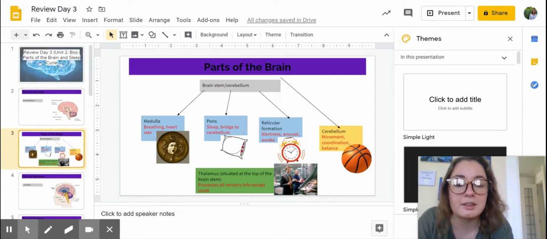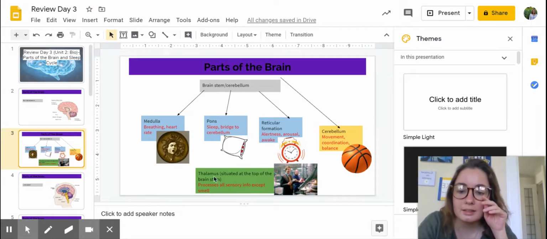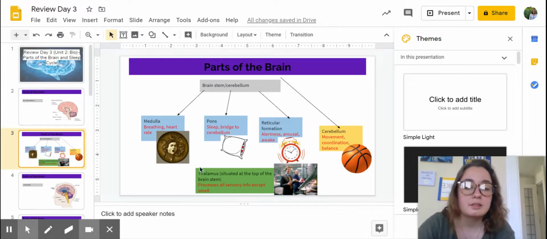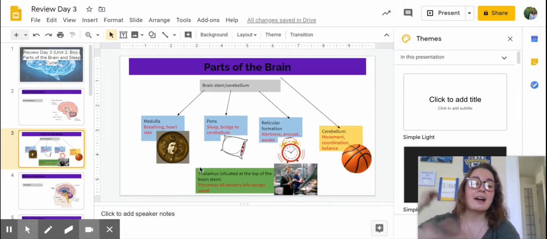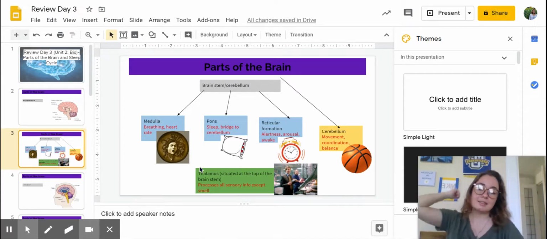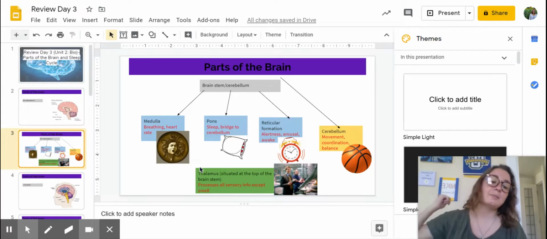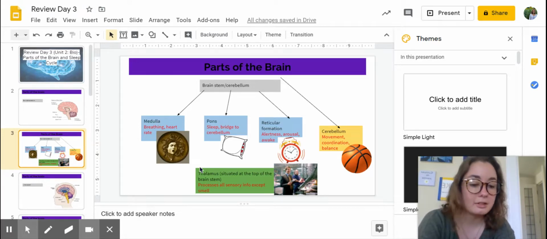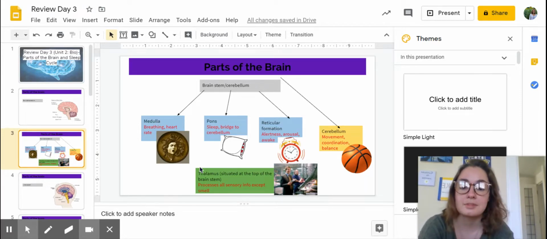And then we have our thalamus, and this isn't really an official part of the brainstem. It's situated at the top. So the thalamus, remember, I have hounded this 120 times. It processes all sensory information except what? Smell. Everything except smell. Because smell has its own little funky part called the olfactory bulb. And we'll learn more about that when we review sensation and perception.